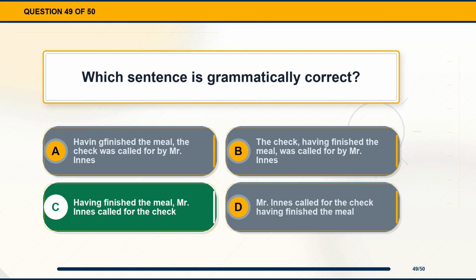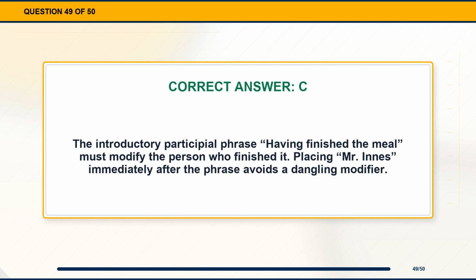The correct answer is option C. Having finished the meal, Mr. Innes called for the check. Explanation: the introductory participial phrase, having finished the meal, must modify the person who finished it. Placing Mr. Innes immediately after the phrase avoids a dangling modifier.